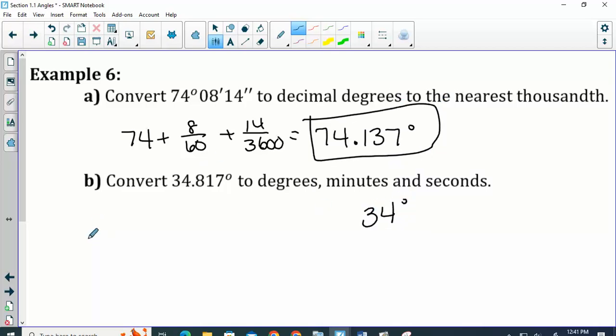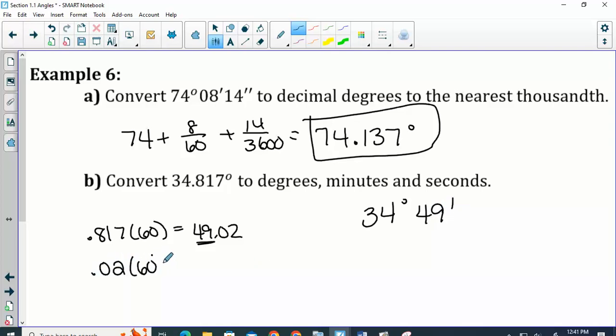B, we have 34 degrees, and then we do 0.817 times 60. So 49.02. So we take that part, no rounding involved there, just 49 minutes, and then we take our decimal times 60 to get our seconds.